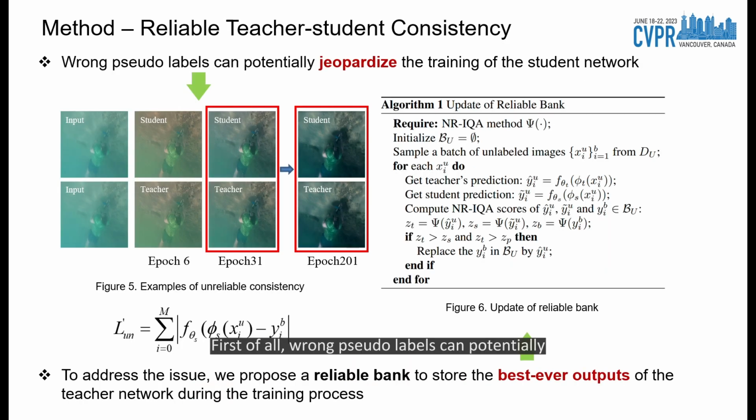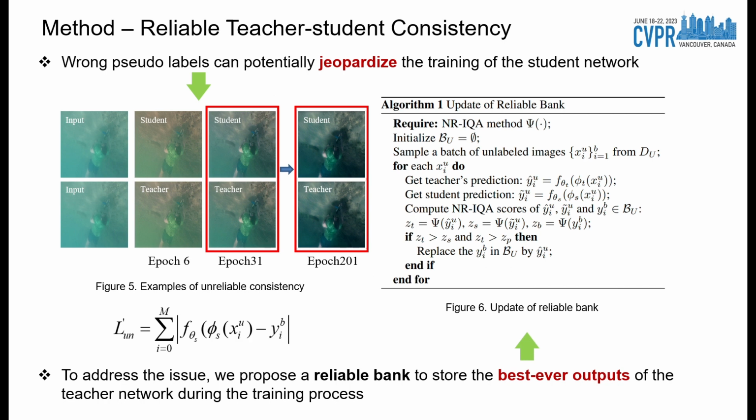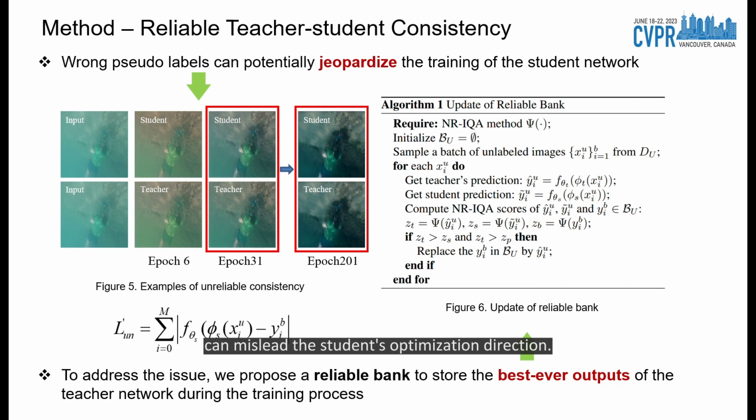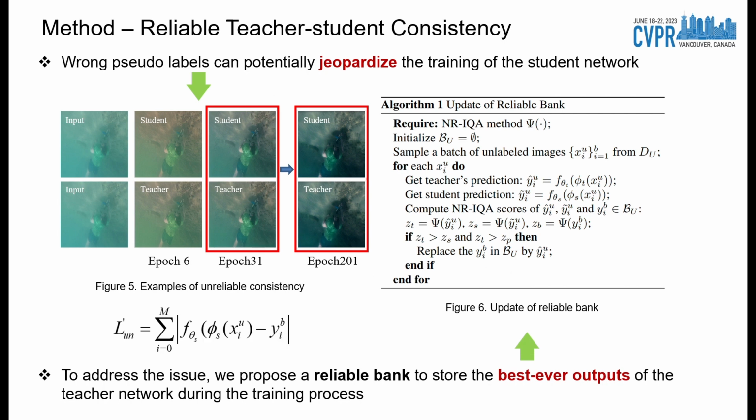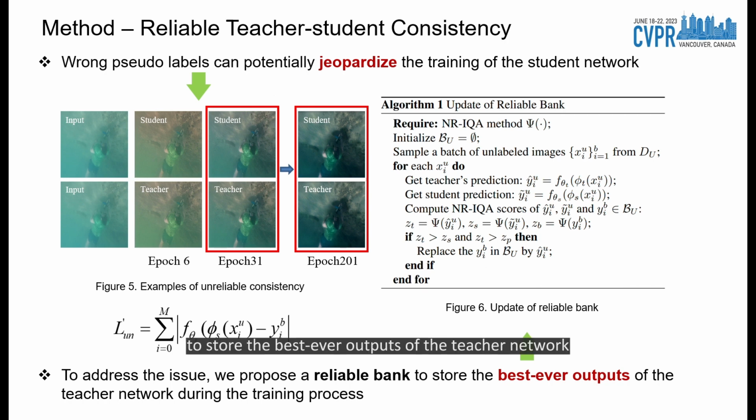First of all, wrong pseudo-labels can potentially jeopardize the training of the student network. Figure 5 shows an example. Unreliable consistency can mislead the student's optimization direction. To address the issue, we propose a reliable bank to store the best-ever outputs of the teacher network during the training process. The details are listed in Algorithm 1.